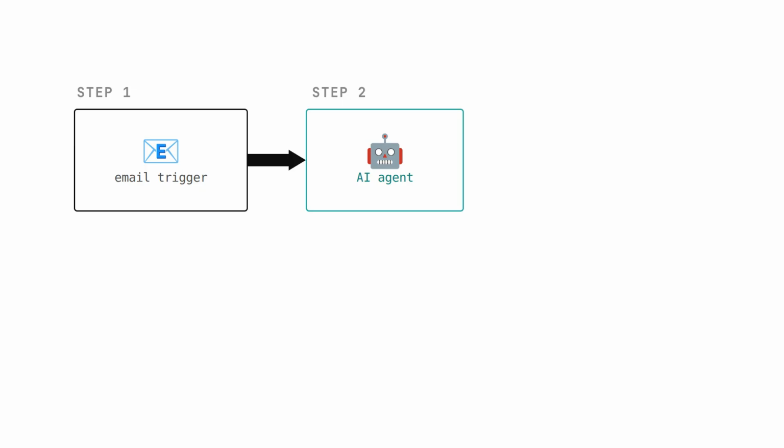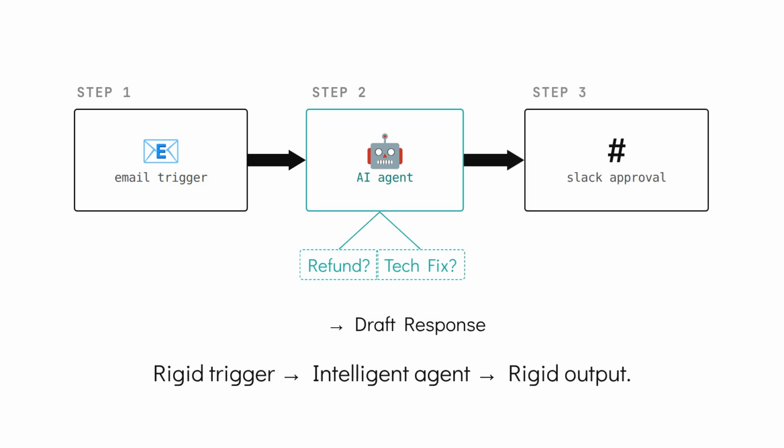Instead of a hard-coded route, the AI agent analyzes the email, checks a database, decides whether the customer needs a refund or a technical fix, and uses the correct tool to draft a personalized response. Finally, step 3 goes back to a traditional atomic operation, a rigid node that takes that draft and pushes it into Slack for approval.